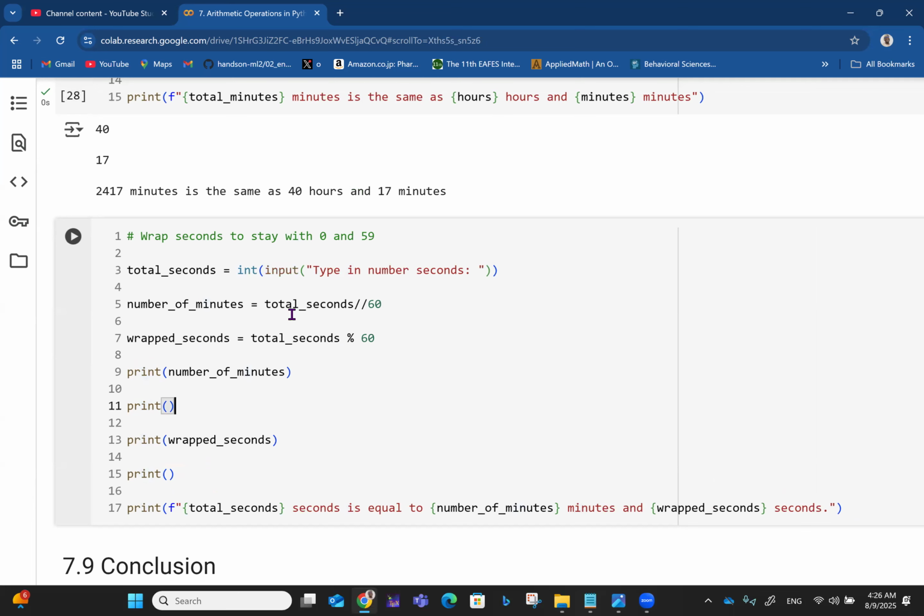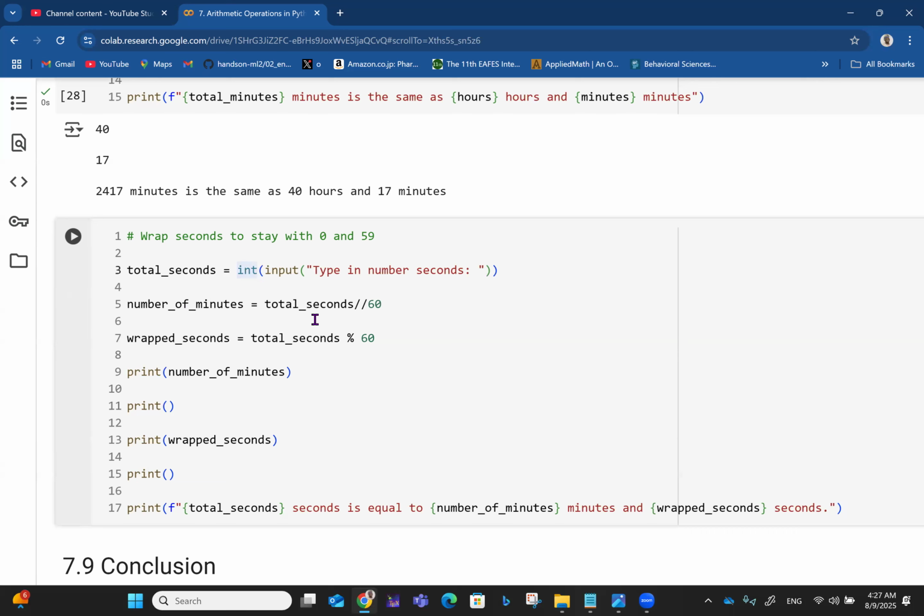So now we want to wrap seconds to stay within 0 to 59. It's more like you are given a number of seconds and you want to make it minutes and seconds, basically. So what do we do? Total seconds now. This is the variable name, total seconds. Then you need integer inputs. So you need an integer, right? And you want the user to supply you the value. So type in number of seconds. This input will prompt it to ask you for the number of seconds. Then once you get the number of seconds, you can see my variable name now, I'm using underscore to join them according to the rule.